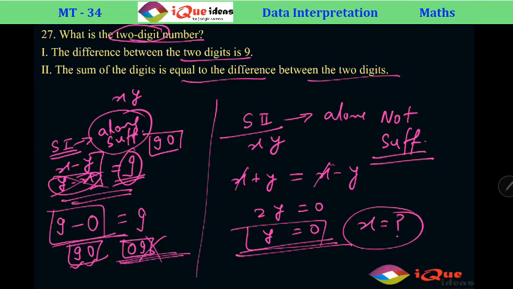And the answer would be, if you remember the definition, if statement 1 alone is sufficient, statement 2 is not sufficient, then the answer would be A. So the answer of this question is option A, right? Only statement 1 is sufficient to answer the question.